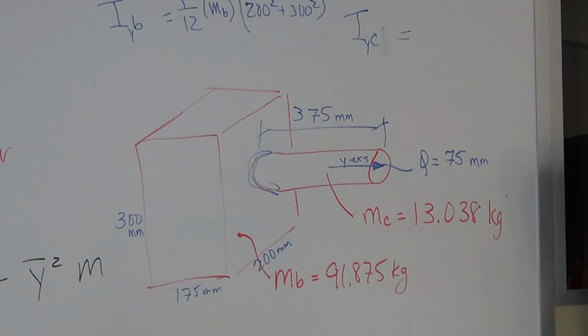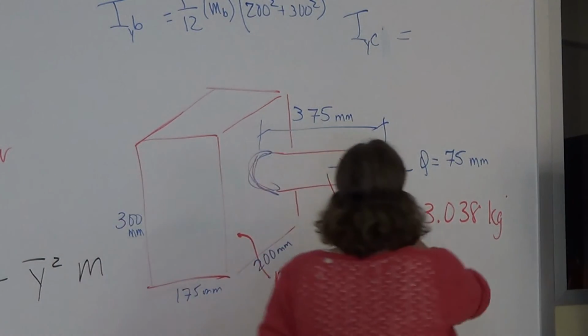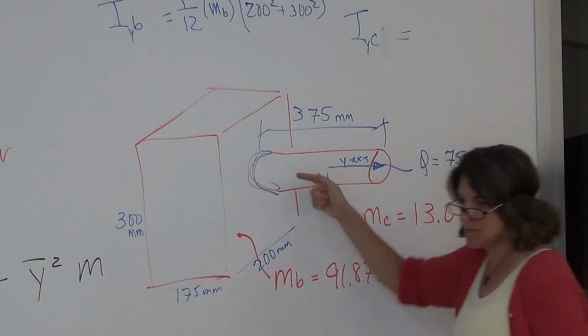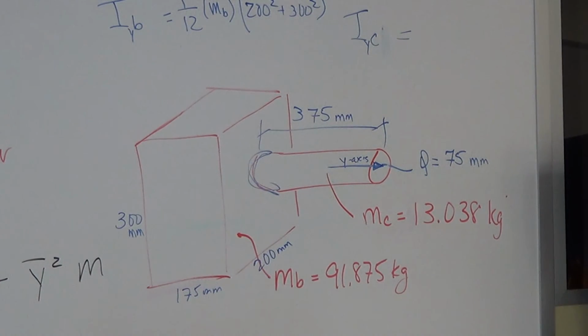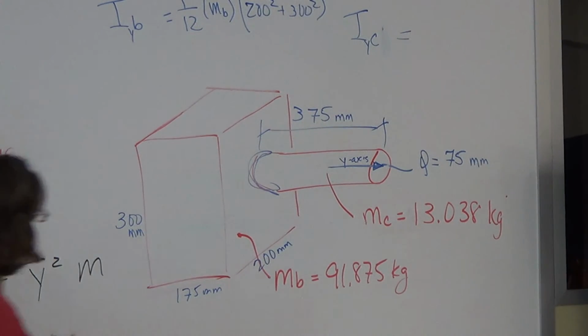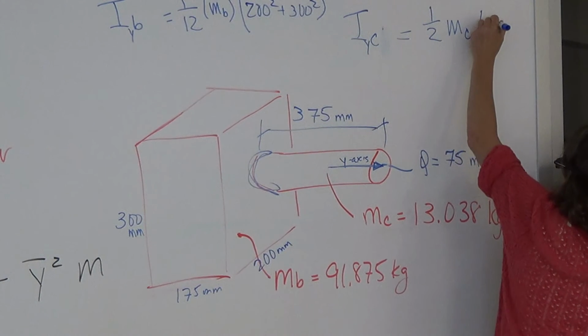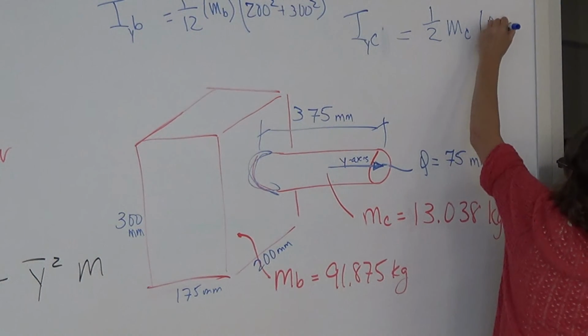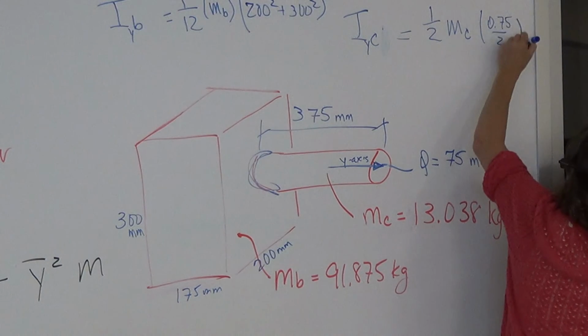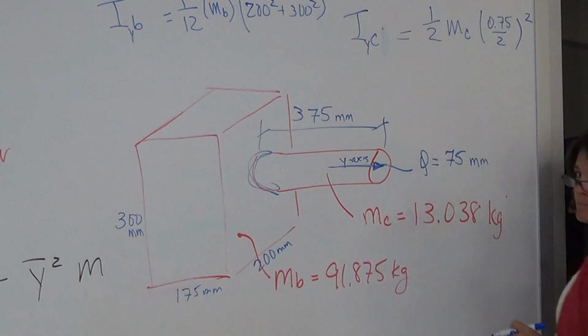So take a look at the axes. The half is for the x-axis that's going through the center along the length. The z and the y-axis are perpendicular to the cylinder. Now take a look at our problem. We're trying to find it about the y-axis that's going through the center. So which equation is it? Is it the half or the 1/12? A half. So 1/2 the mass of the cylinder times, is it the radius? 75 over 2, squared.